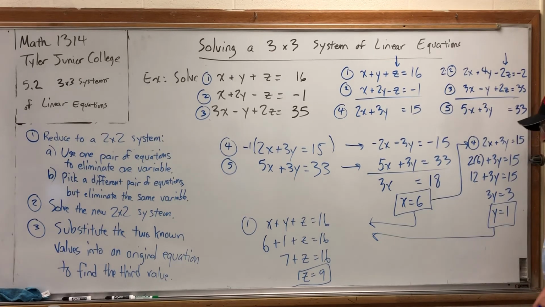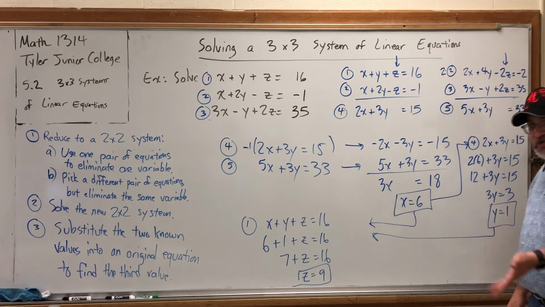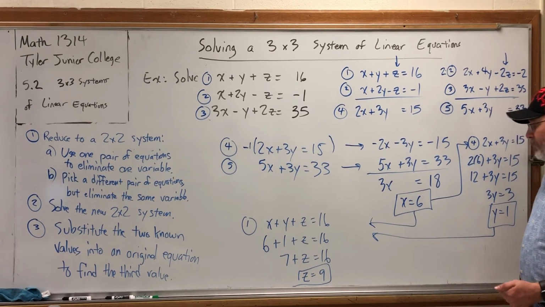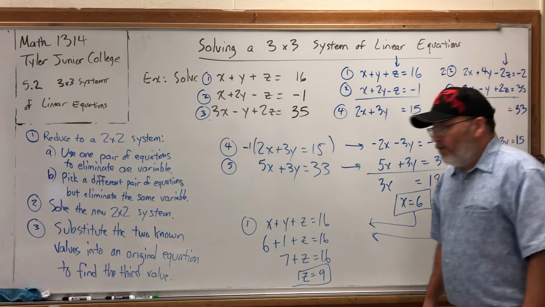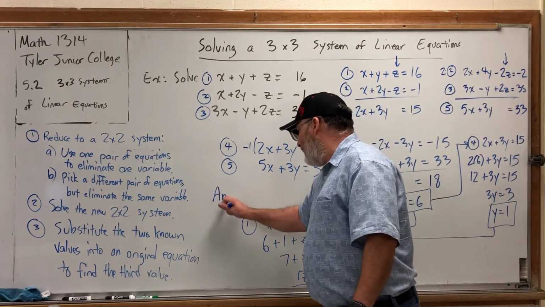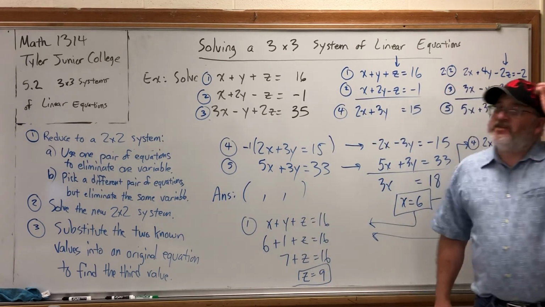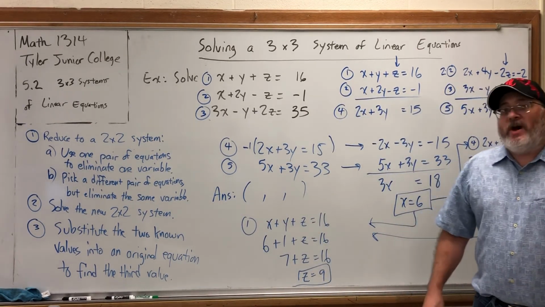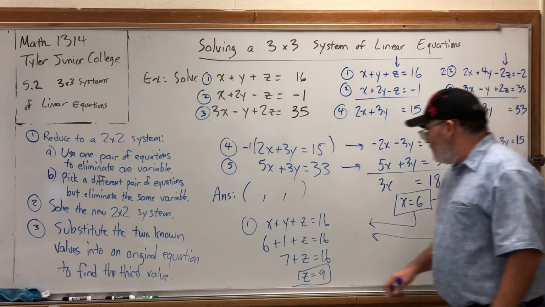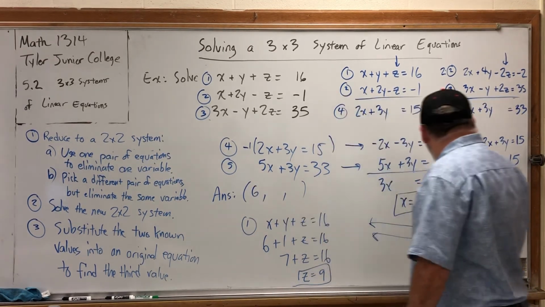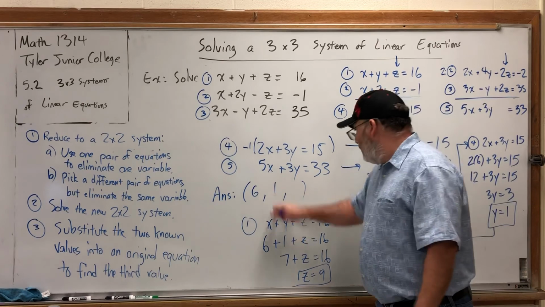You could write the solution as x equals 6, y equals 1, z equals 9. Or you could write what's called an ordered triple. An ordered triple is just like an ordered pair, but instead of having 2 numbers, it has 3 numbers. And instead of being x and y, it's x, y, and z. The x is 6. The y is 1. The z is 9.